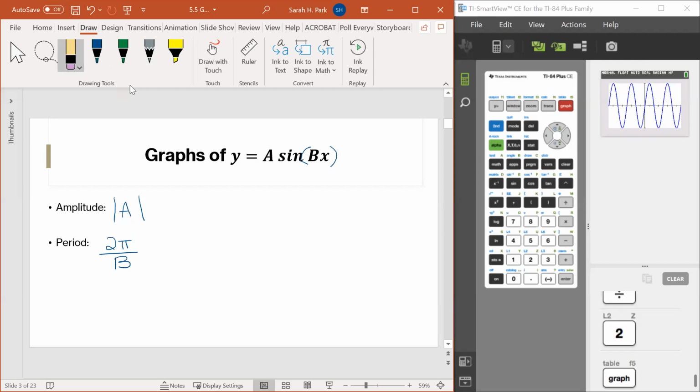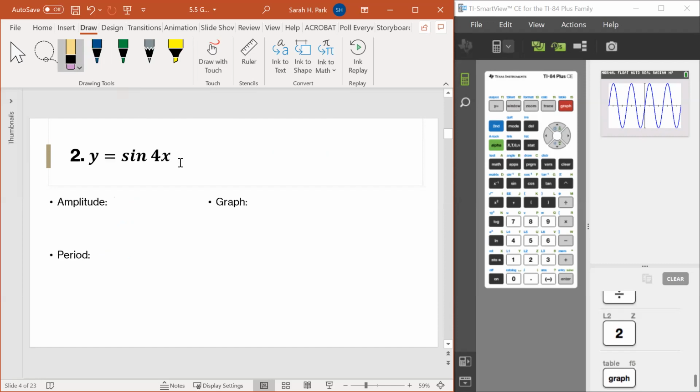Okay, so let's take a look at the next example. Number 2, sine of 4x. The amplitude is the number in front. In this case I don't see any number, so we assume the amplitude is 1. The period is 2 pi divided by b. B in this case is 4. So we're going to take 2 pi over 4. 2 over 4 is 1/2, or pi over 2.